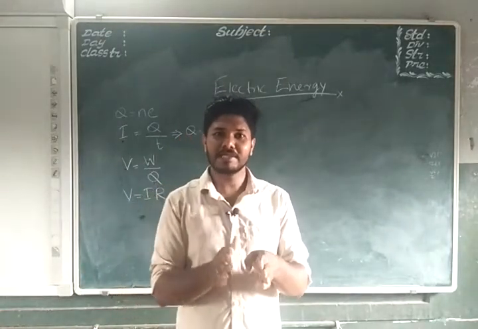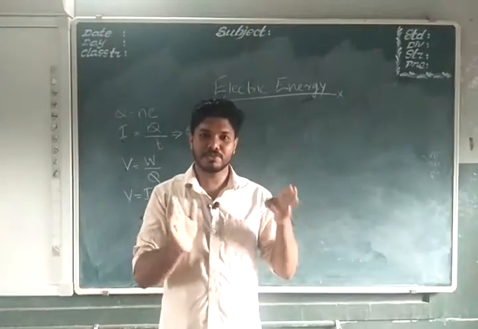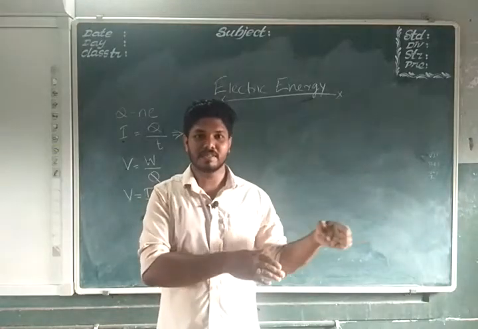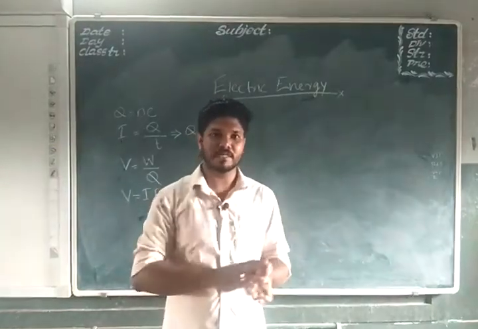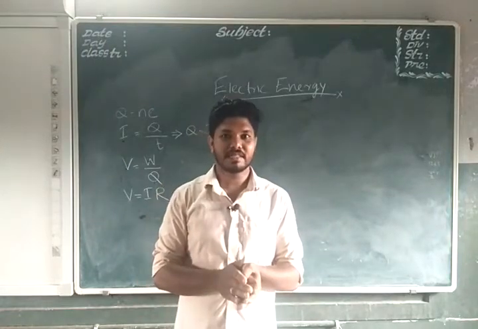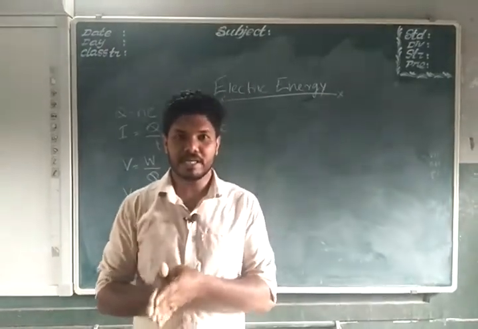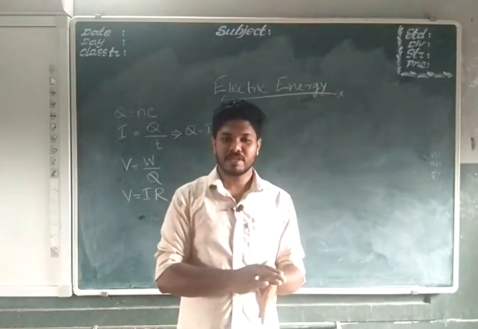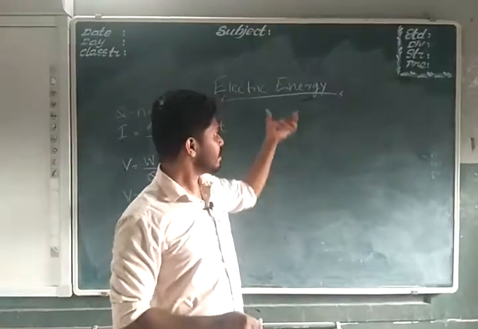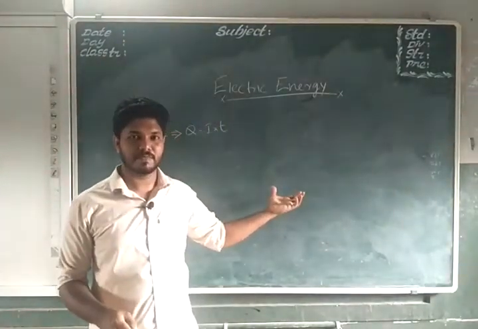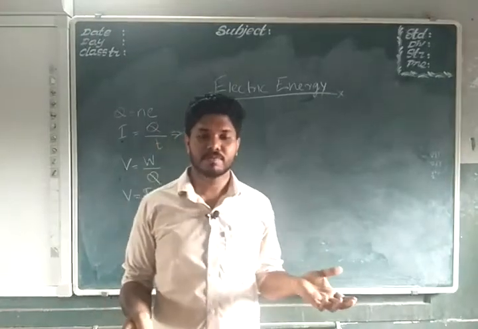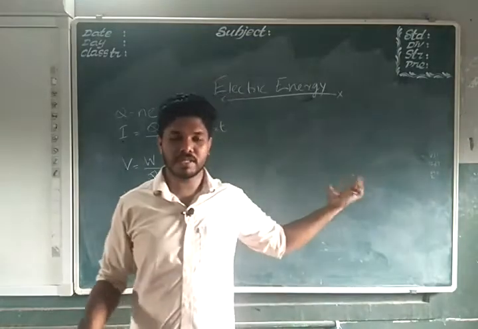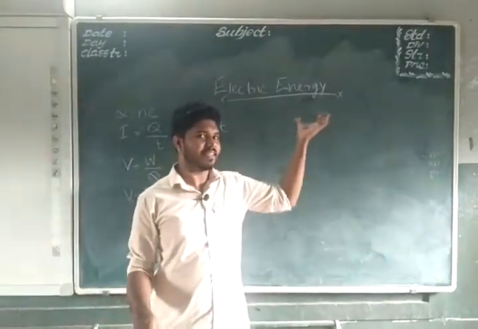So the current has to do some work in order to maintain a good flow of charges through it. Electric current has to do some work to maintain a flow of charges in an electric circuit. This work done is stored as the electric energy. So what is electric energy? The current in a circuit has to do some work in order to maintain flow of charges through it. This work done is stored as the electric energy inside that conductor.